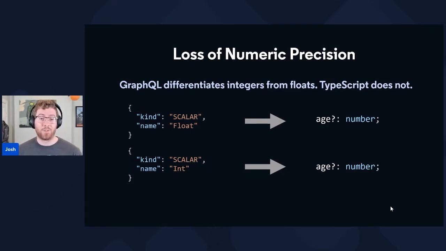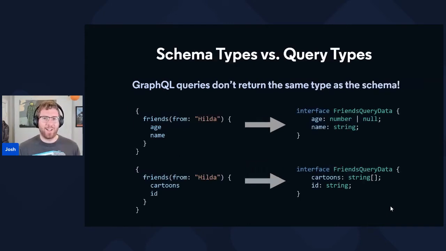Float and int both translate to number. There's no way in TypeScript's type system to generate the idea of a number being an integer versus a float. That would just be very complex, so they don't do it. Oh, well. And then lastly, the most important key thing here with the discrepancies is that schema types are not the same as query types. GraphQL queries don't return the same type as the schema, which is another huge change between APIs that use REST over to GraphQL servers and endpoints.